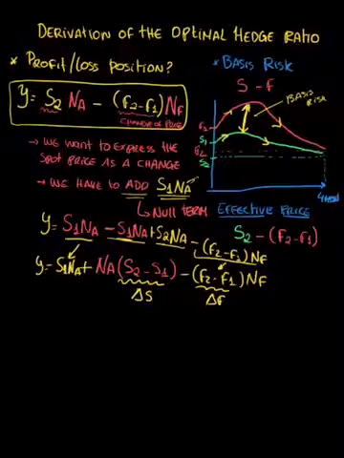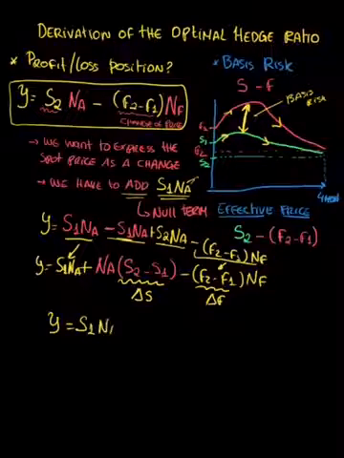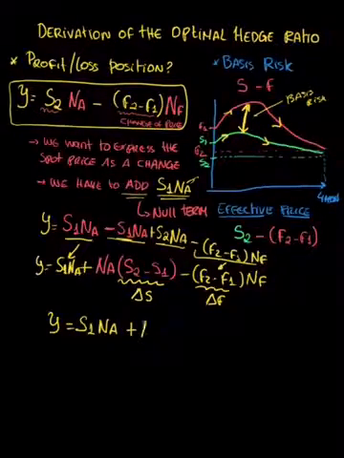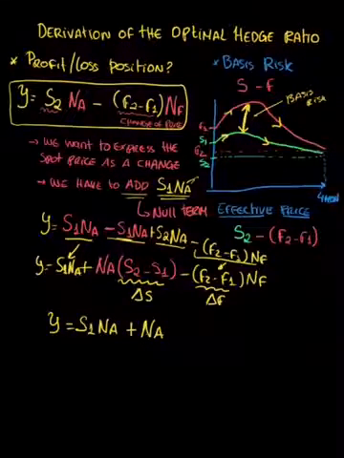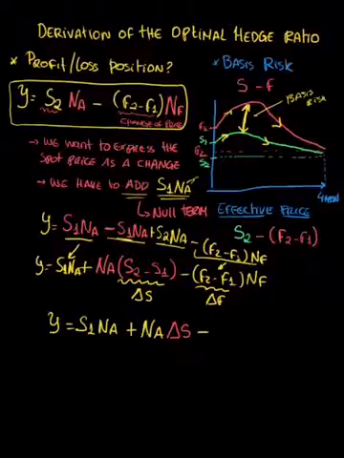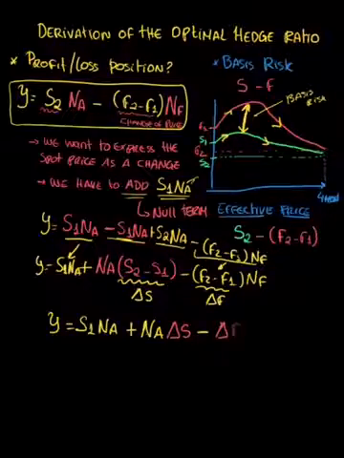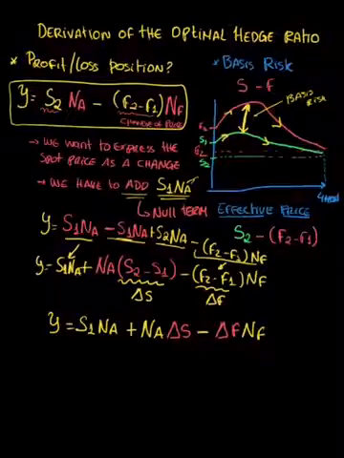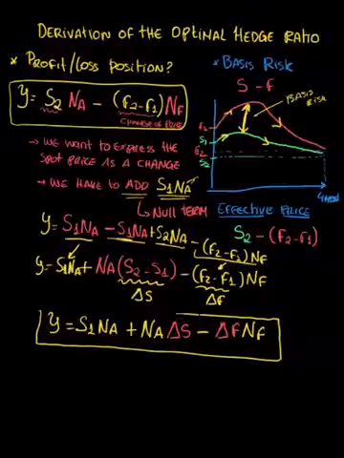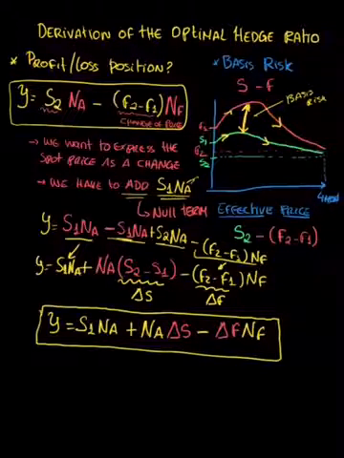So thanks to this I can now write Y equals S1 NA plus NA multiplied by the price change of my spot prices minus the same delta F as the change of my futures price, multiplied by NF. Let's write this in yellow to be consistent. Okay, so this is another step towards the derivation of our optimal hedge ratio.